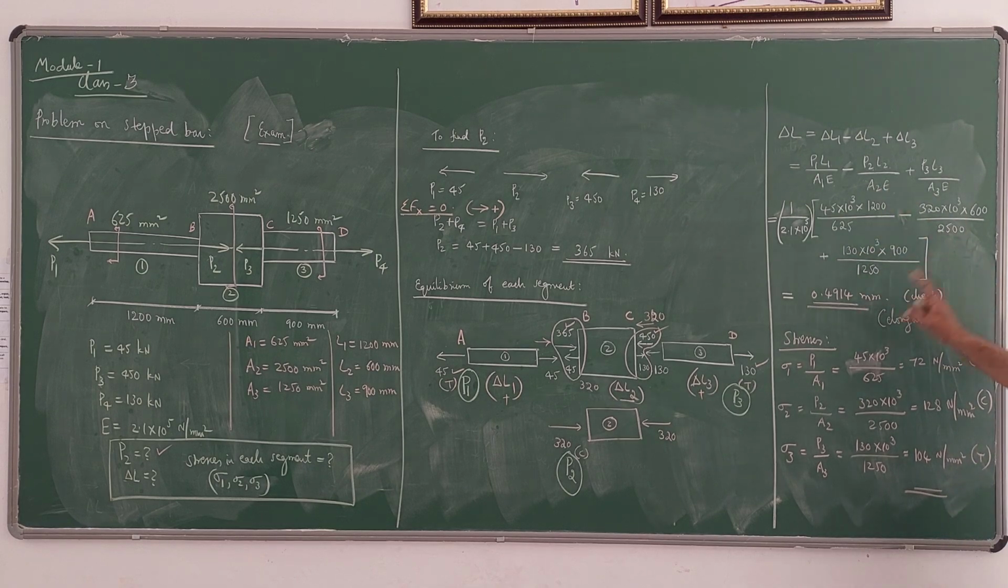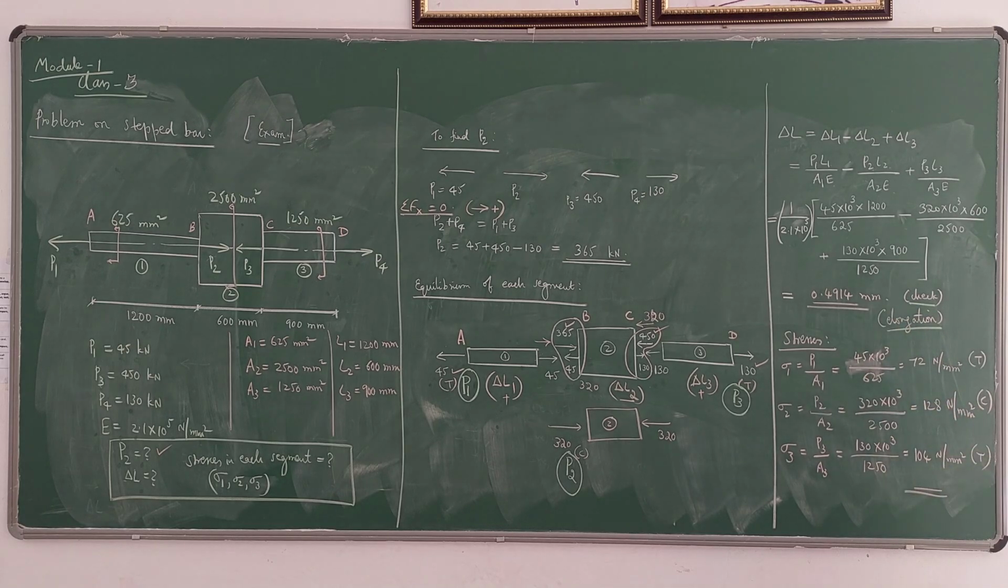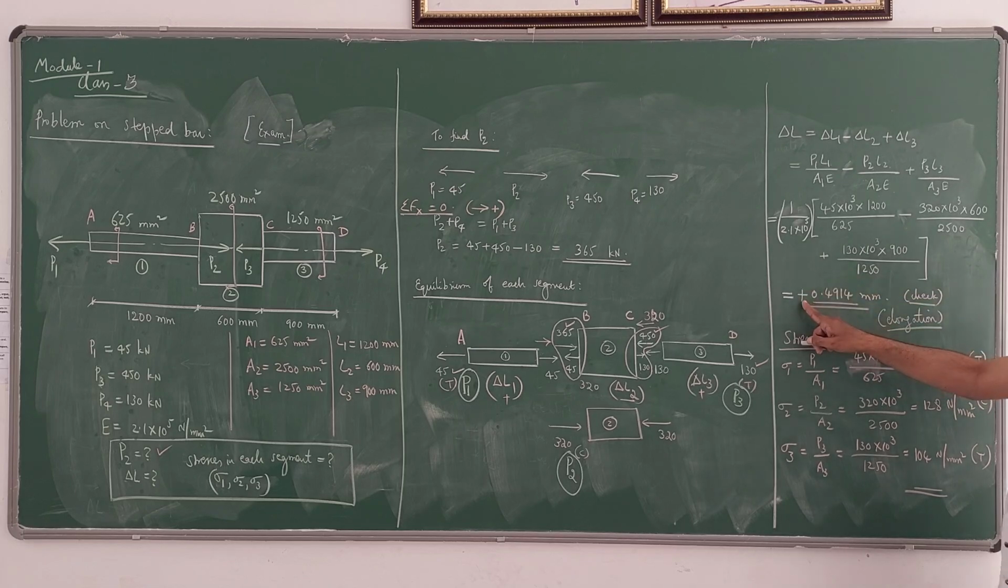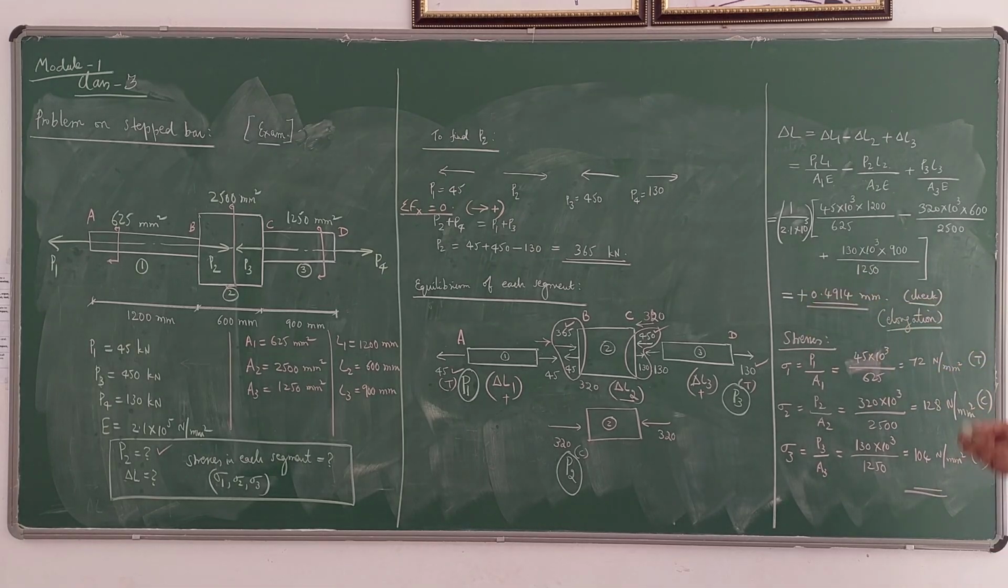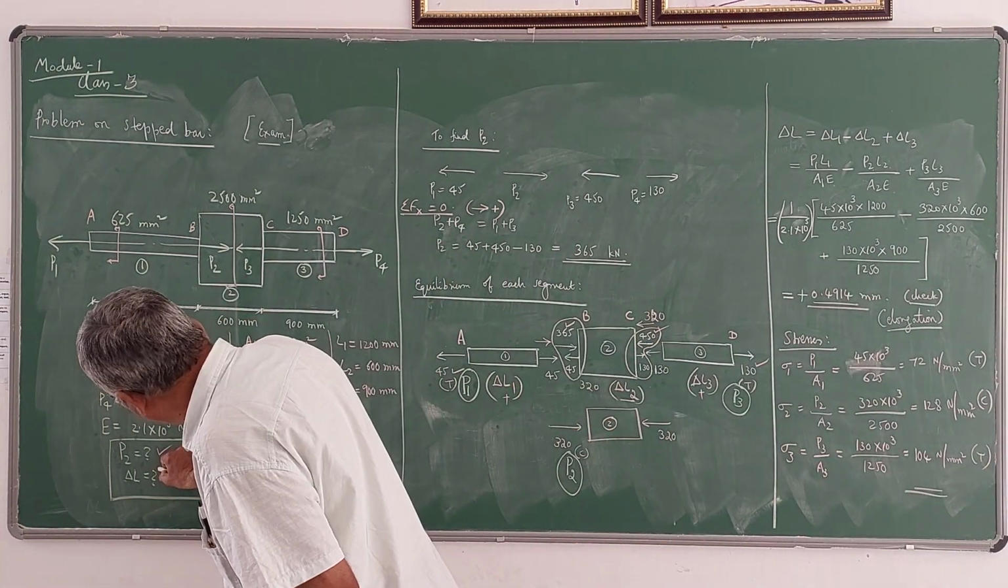Now if you simplify this, you are going to get 0.4914 mm. Please check this. I have given the answer. If you get a positive value here, it is elongation. That means finally the stepped bar has elongated. Because of these calculations, we have got a positive value. Positive value means elongation. Suppose you get a negative value here, it is contraction, and the stepped bar is subjected to contraction. Now we have found out this delta L.